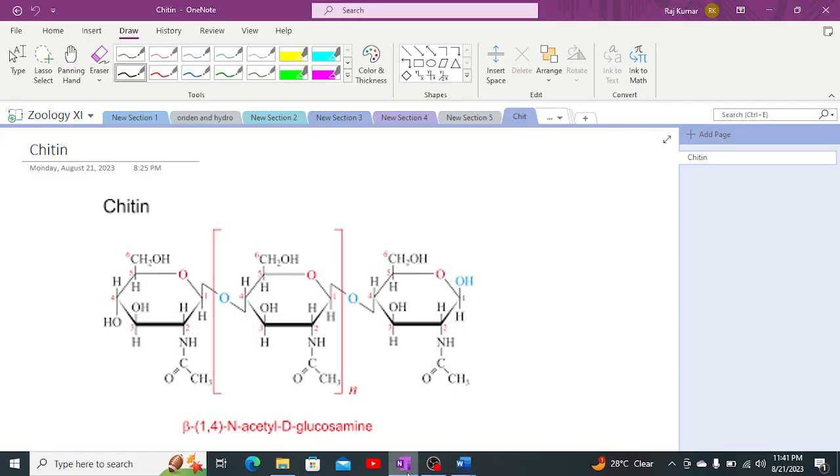Today we are going to discuss the structure of chitin. Chitin is basically a modified form of homopolysaccharide, and it is a derivative of N-acetyl glucosamine. And what is N-acetyl glucosamine? N-acetyl glucosamine is made up of glucose as well as an N-acetyl group, which collectively forms N-acetyl glucosamine, and that forms a complex structure known as chitin.